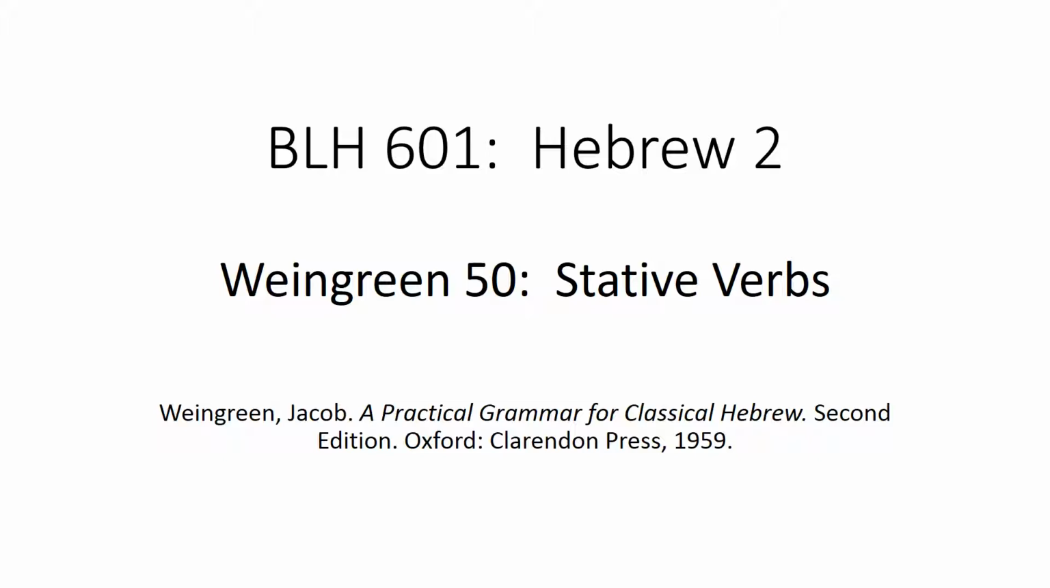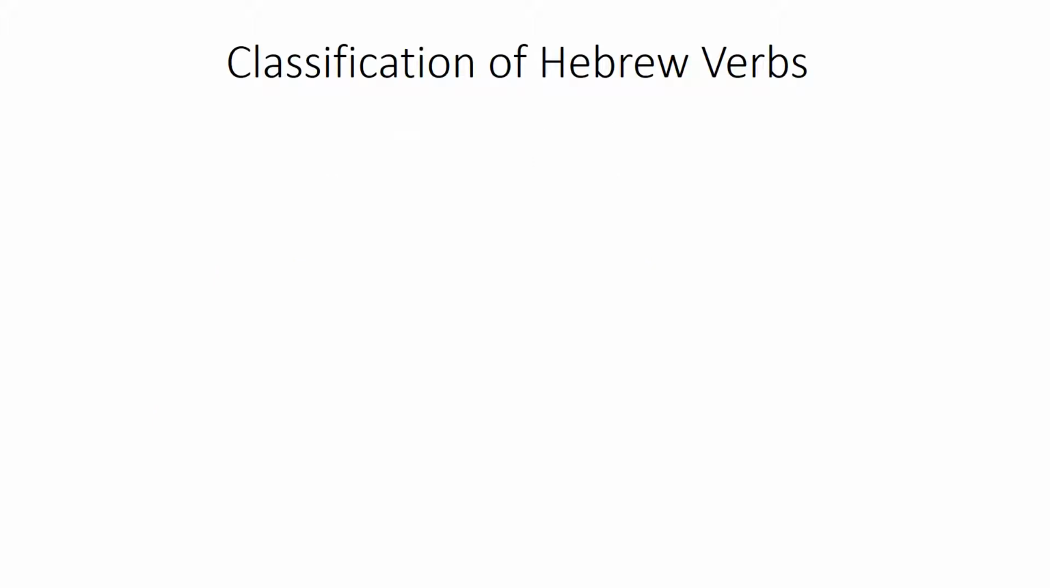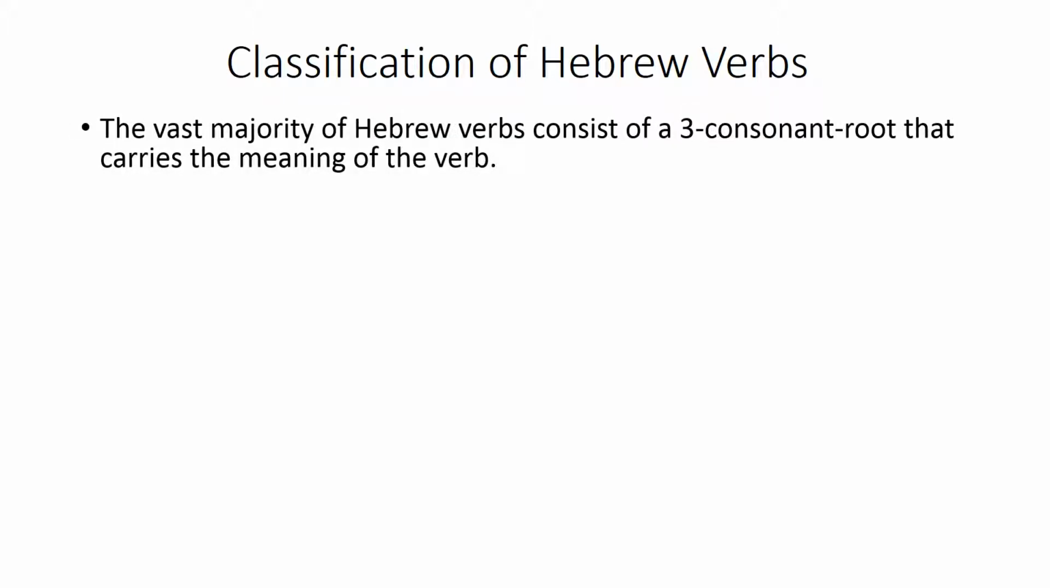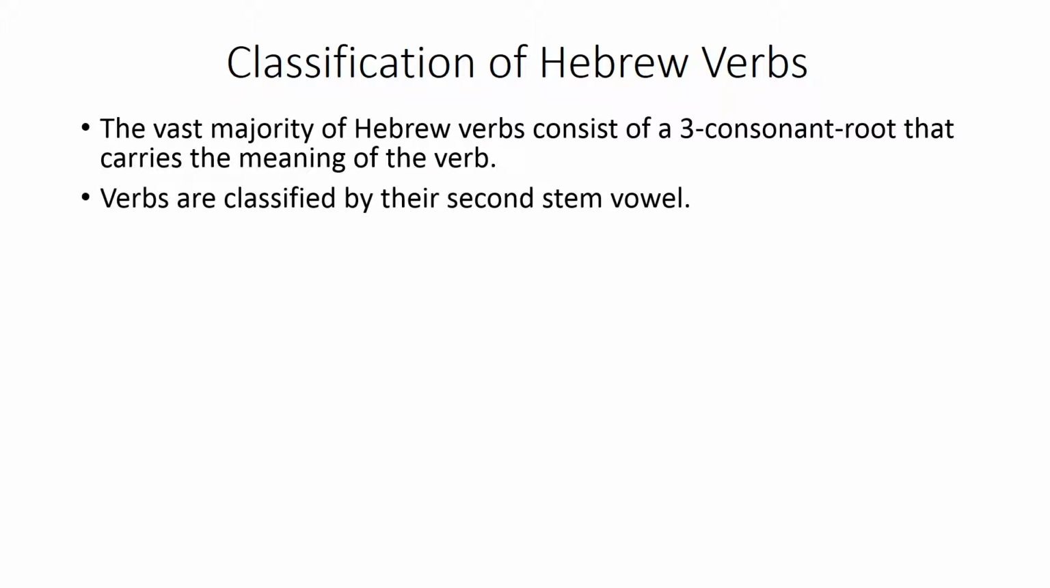In this video we'll be looking at Weingreen chapter 50, Stative Verbs. Let's get started with a classification of Hebrew verbs. The vast majority of Hebrew verbs consist of a three-consonant root that carries the meaning of the verb. Verbs are classified by their second stem vowel.